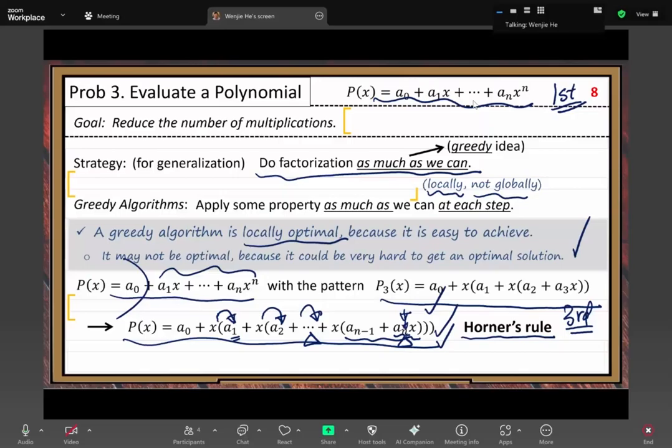Then when you count the number of multiplications, it is the same as counting the number of subscripts, right? And your subscripts are consecutive integers from 1 through n. Counting consecutive integers from 1 through n. That's easy.